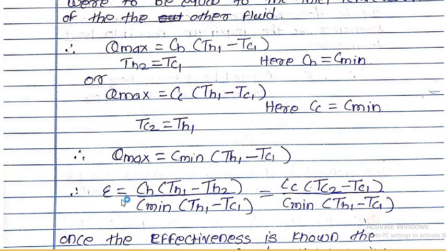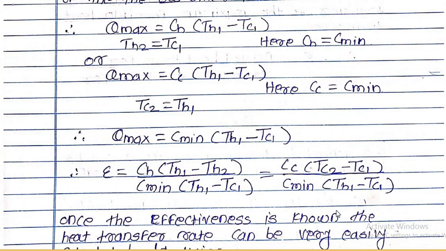Okay, then effectiveness can be given as Ch into bracket Th1 minus Th2 divided by C minimum into bracket Th1 minus Tc1, is equal to Cc into bracket Tc2 minus Tc1 divided by C minimum into bracket Th1 minus Tc1.